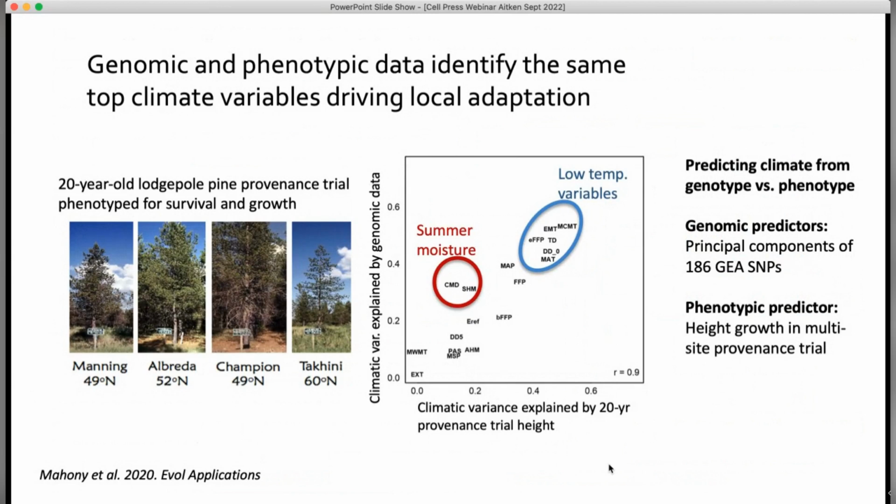So one of the important questions we've asked with genomic data is, can we identify the same climate variables as driving local adaptation? Because if we are going to manage populations for a changing climate, if we are going to use assisted migration, we need to know what climate aspects are most important. On the x-axis here, we have the climatic variance explained by the 20-year field common garden experiment, and the y-axis is the climatic variance explained by genomic data. In fact, both of those data sets identify the same set of low temperature variables as being most important. But we do have a signal that summer moisture is important in the genomic data, and that perhaps reflects extreme events.